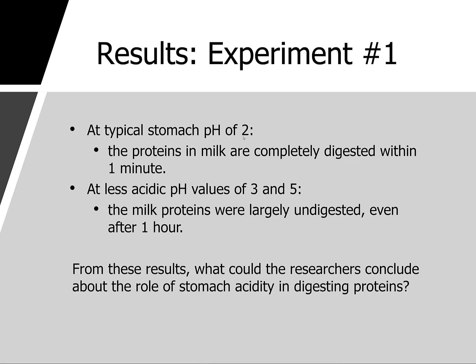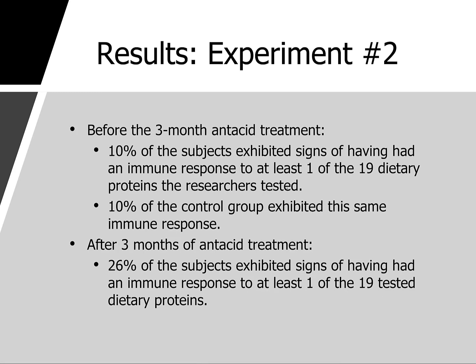So at a typical stomach pH of 2, proteins in milk are completely digested in 1 minute. At a pH value of 3 to 5, the milk proteins were largely undigested. So the enzyme that breaks down the milk protein doesn't work as well at a pH of 3 to 5. So it's sensitive to the concentration of the hydroxide ion, or the lesser concentration of the hydrogen ion, and it changed the shape of that protein, so it doesn't work as much. And don't worry if you don't get this now. I love introducing these early, and it gives you a chance to kind of think about it.